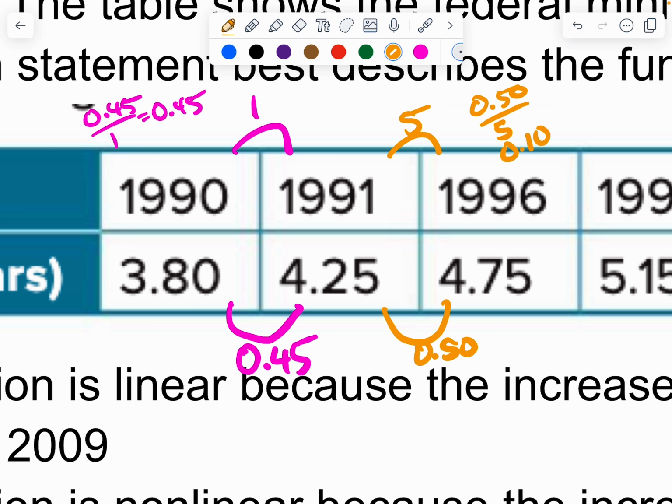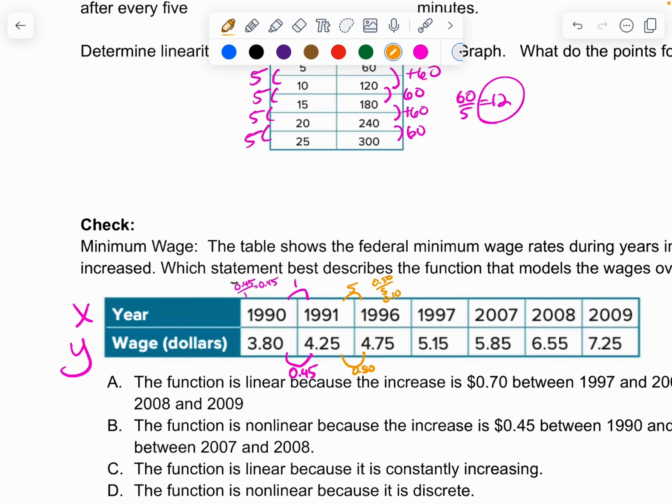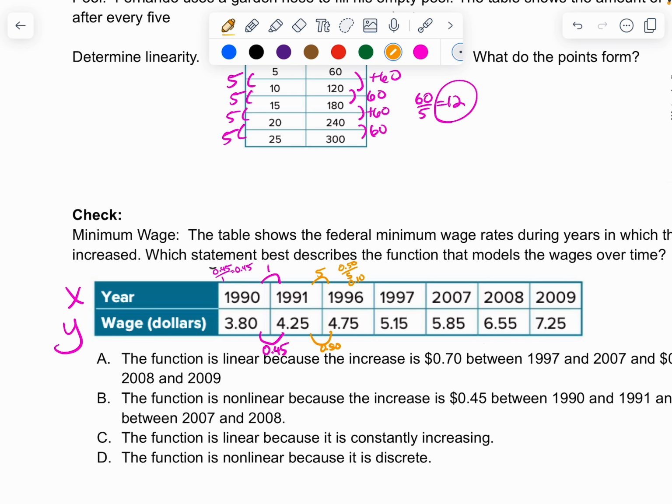Is it a constant rate of change? No, it is not. Okay, the function is linear. No, it's not. The function's nonlinear. It could be that one. The function is linear. No, the function is nonlinear. So it could be B or D.